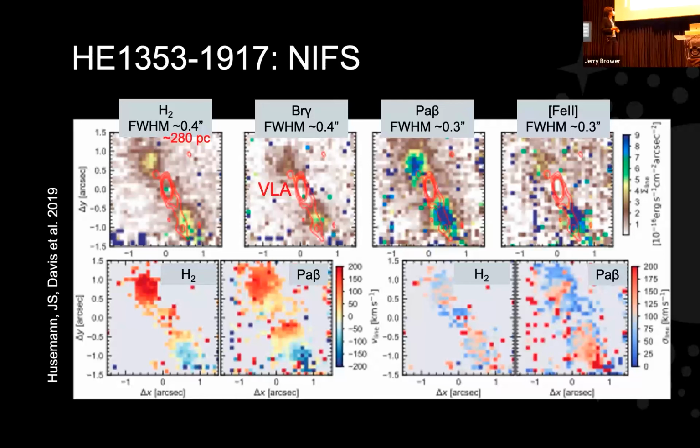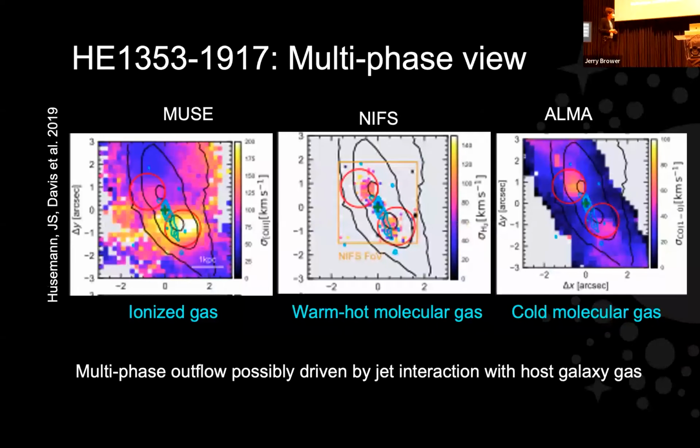Now, combining the NIFS data with the multi-phase gas tracers, you can see velocity dispersion maps for the [OIII] ionized gas from MUSE on the left, and for the cold molecular gas in CO(1-2) from ALMA on the right, compared to where we saw the emission peaks in the warm molecular gas from NIFS.